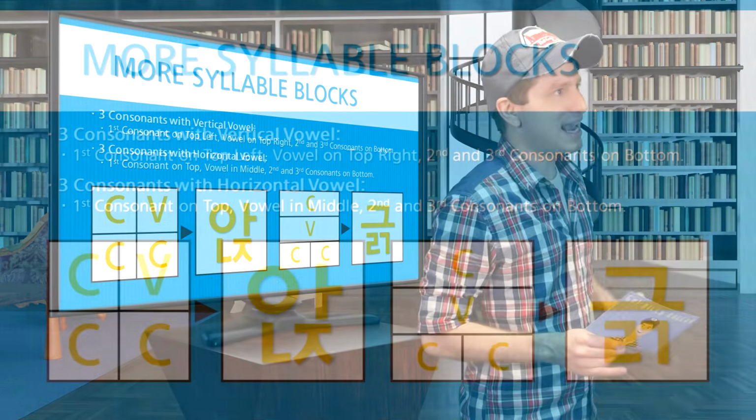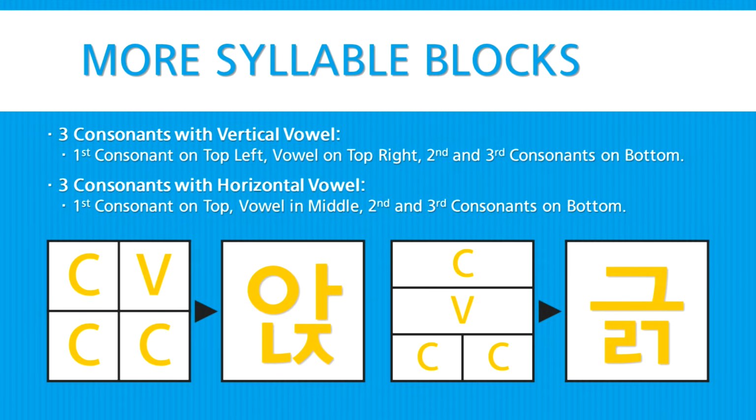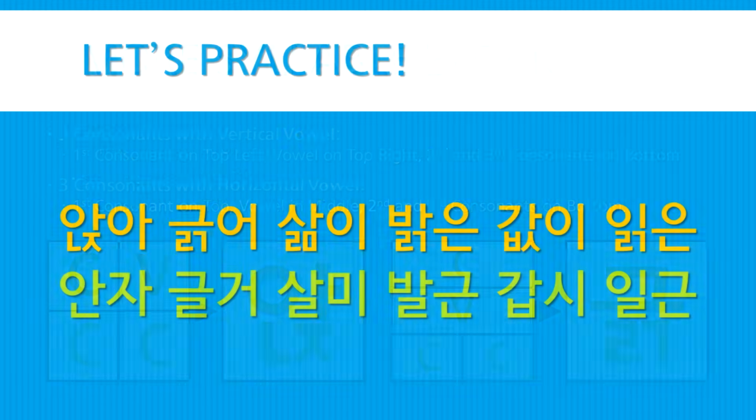So here are 2 examples. Reading these we'll talk about in a bit. But first, just take a look at which letters are used in each of these blocks. First one uses the vowel a, which is a vertical vowel, so we get it in this form, while the second one uses the horizontal vowel and looks a little bit different. So let's do some practice with these words.